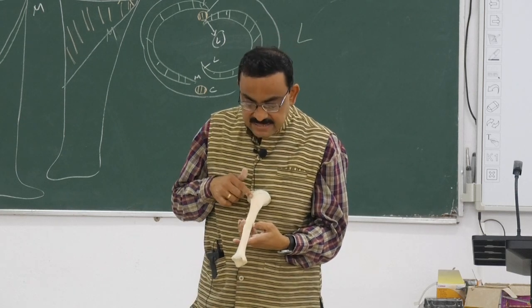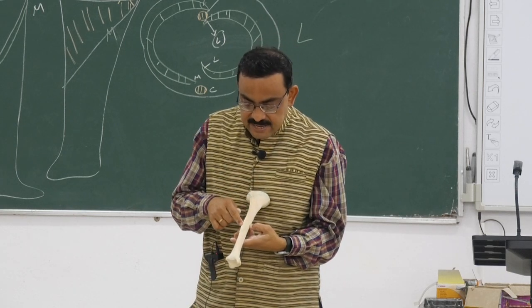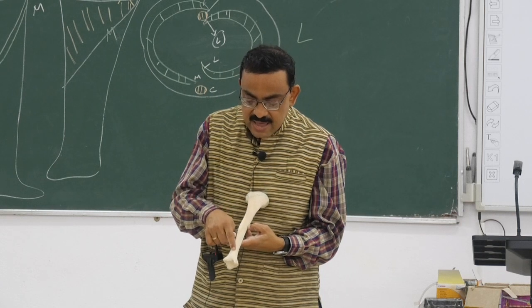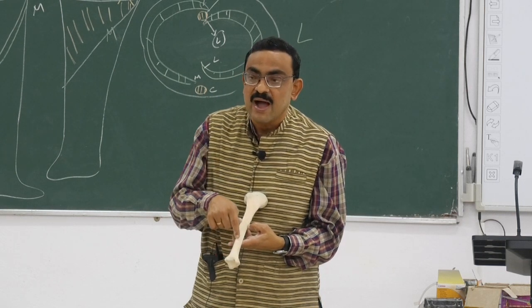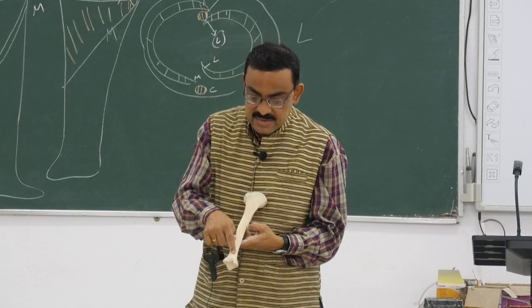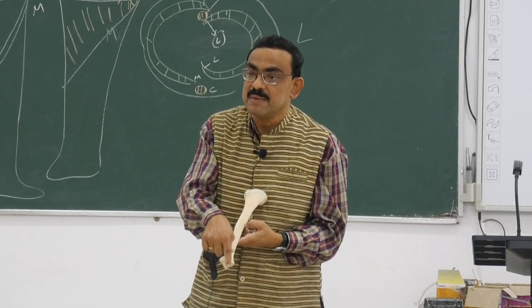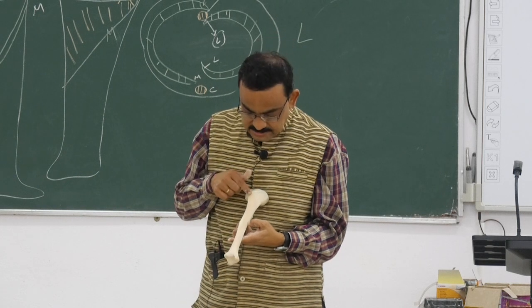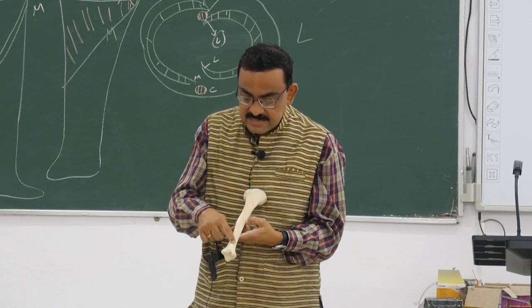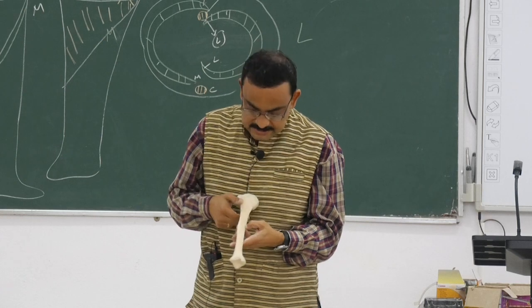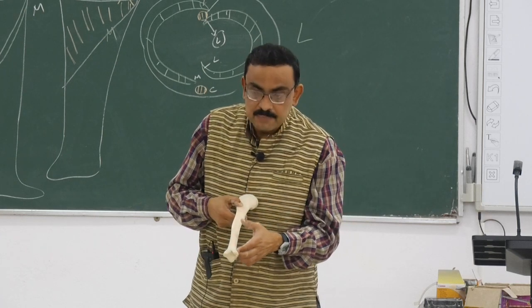And this anterior border goes like this and deviates and is continued up to the anterior border of the medial malleolus. So this is the tracing of the anterior border. This is the tracing of the medial border.